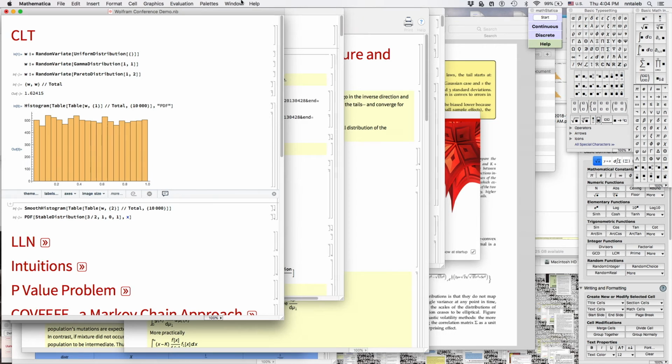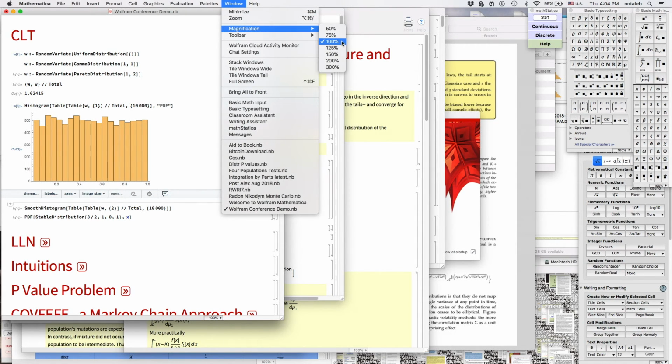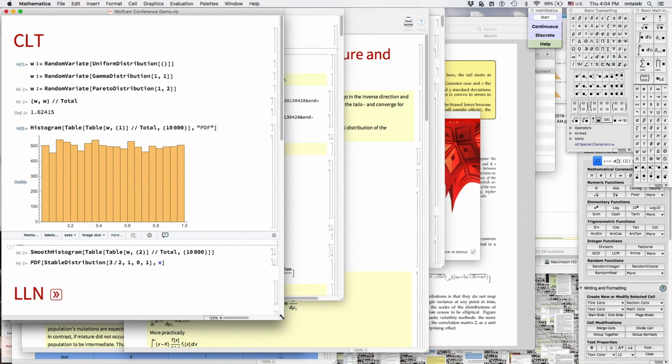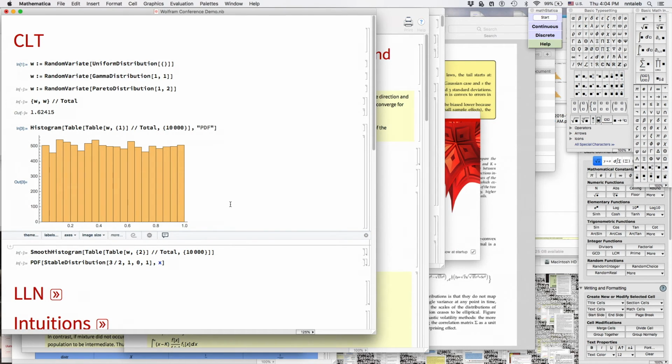Should I make it bigger? Window magnification a little bigger. 125? I'm sorry? 150?